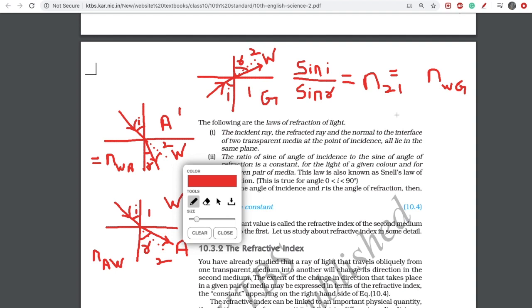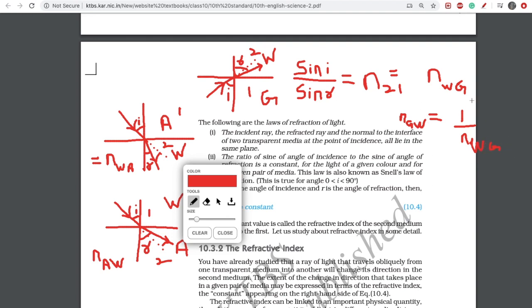Of glass with respect to water means, in n21, medium 2 with respect to medium 1. So glass with respect to water is what we have to find out. How to find that out? If we do sin i by sin r in this diagram, we will get water with respect to glass. So n_gw is equal to the inverse of this one, divided by n_wg.